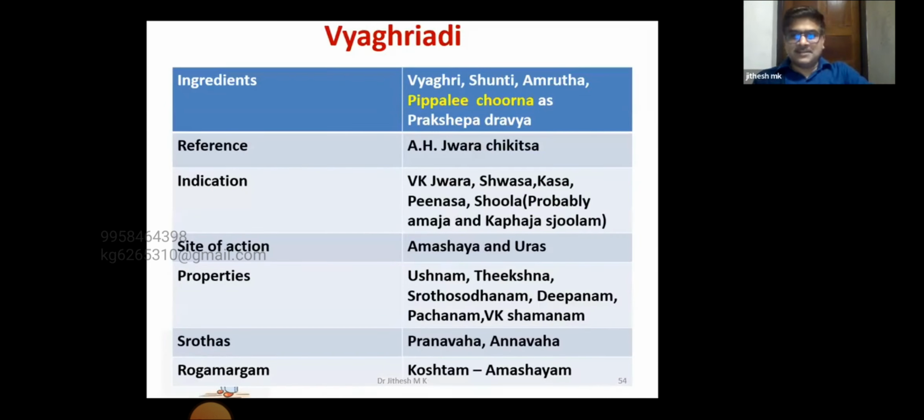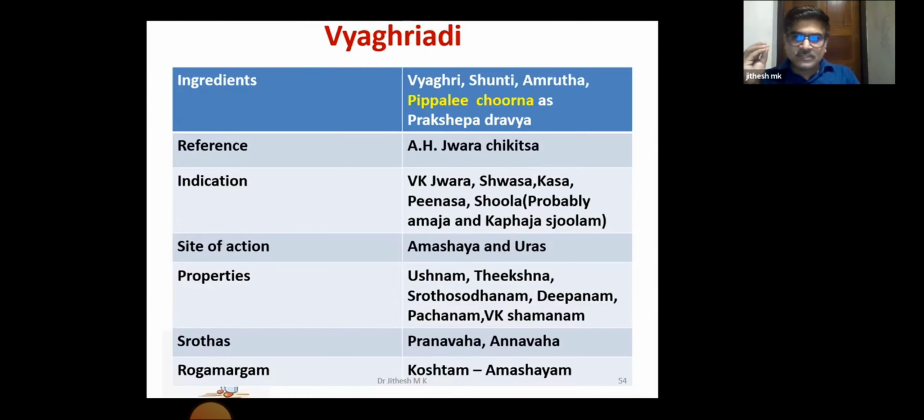So Vyaghryadi Kashaya. This Kashaya is explained in Jwara Chikitsa of Ashtanga Hridaya. Vyaghri, Shunti, Amrita, Pippali Churna Samyuta, Vata Shleshma Jwara Kasa, Shwasa Peenasa Shula. So the indications are Vata Kapha Jwara, Shwasa, Kasa, Peenasa, Shula. This Shula can be either Parshva Shula, Amaja Shula, or Kaphaja Shula.